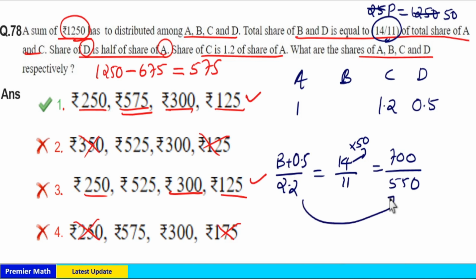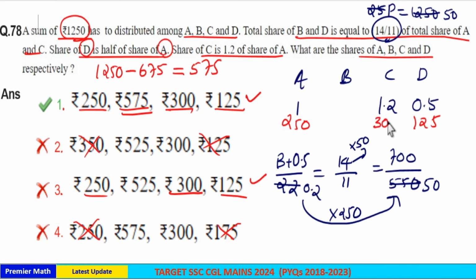Now 2.2 parts is 550, which means 11 goes 0.2 times into 2.2 and 50 times in 550. 50 by 0.2 is equal to 250. So 1 part is 250, which means here A is equal to 250 and D is equal to 125 and C is equal to 1.2 into 250, 300, which means here B is.